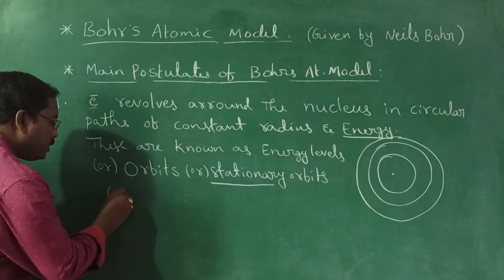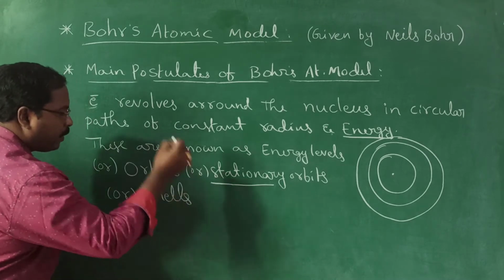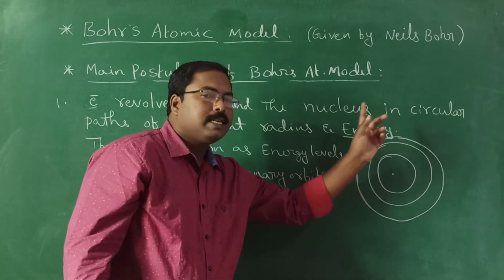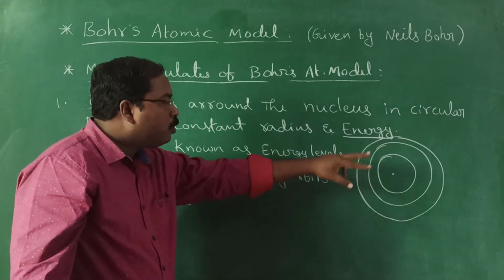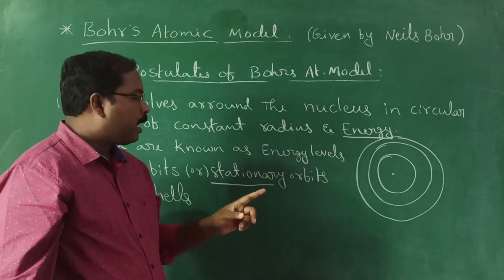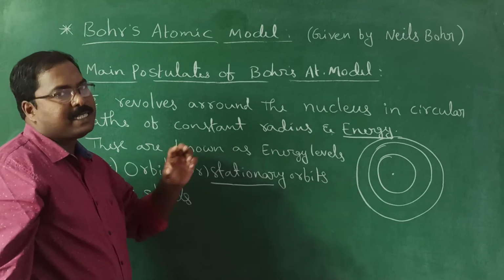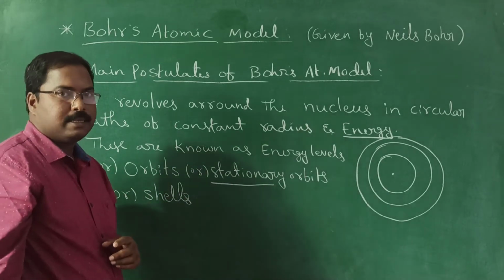These orbits are also known as shells. So whatever circular paths are around the nucleus, where the electron is revolving around the nucleus, those circular paths are called energy levels or orbits, which are nothing but stationary orbits. Those are also called shells.